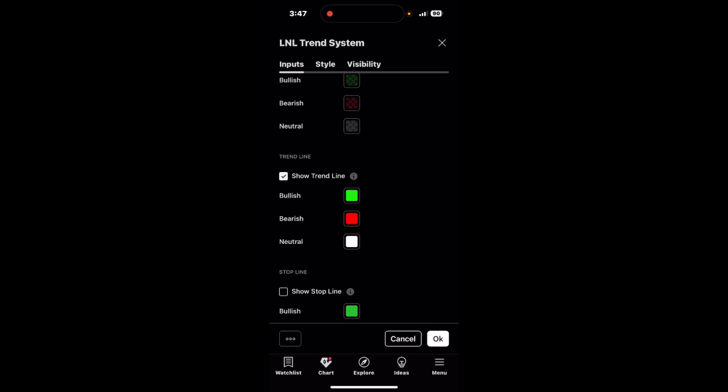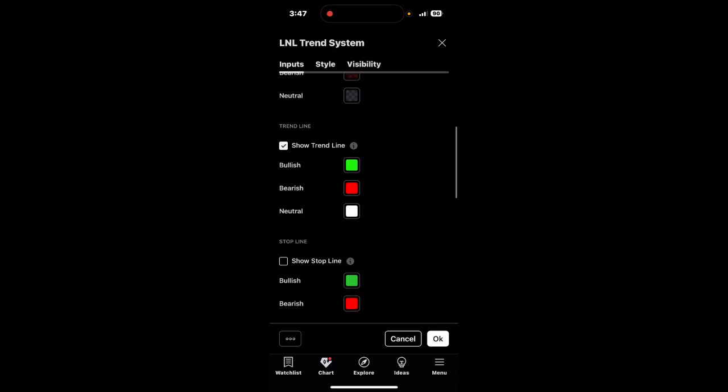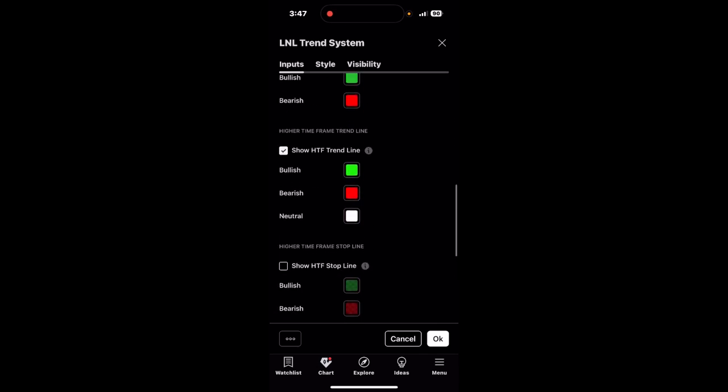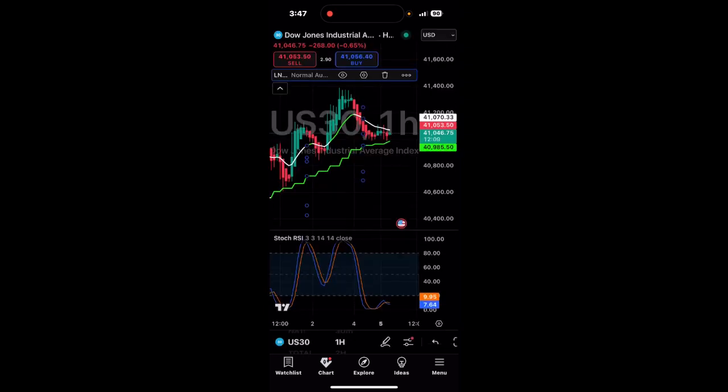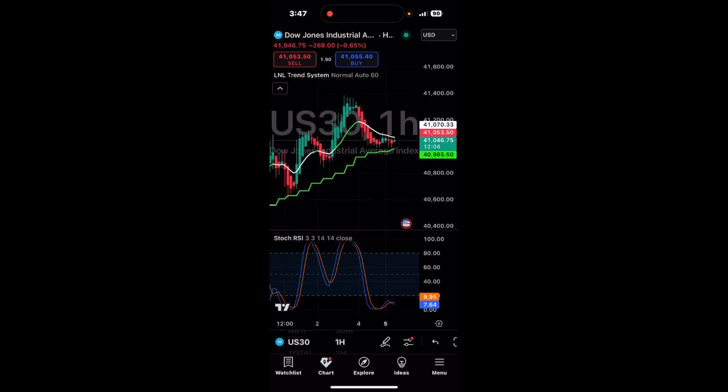Make sure everything's a bright color. I make the neutral a white. Check everything off, and you need show HDF trend line. Make everything bright. I make my neutral color white. So once you have that, all you need here is your Stochastic RSI. And what we want to do is look at the Dow Jones on a longer time frame.